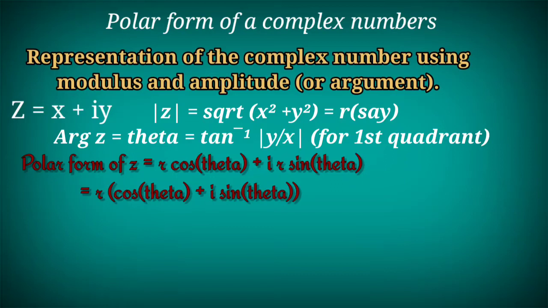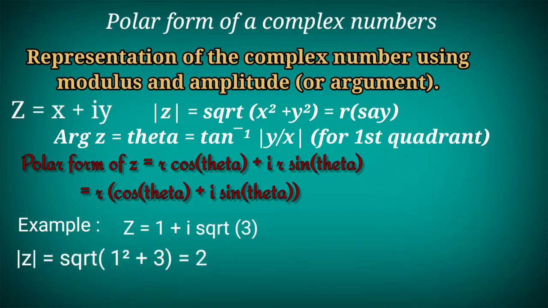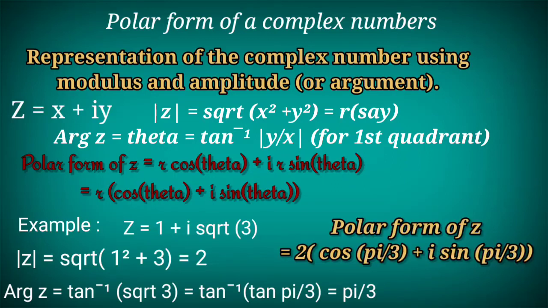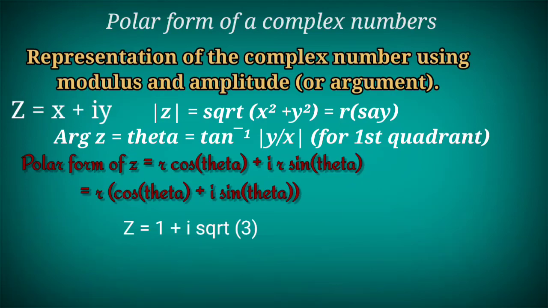For example, if we take one complex number 1 plus root 3 i and I have to find the polar form of this complex number, then we will find the modulus of this complex number first, which is mod z equals root over 1 square plus root 3 square, which is nothing but 2. And then we will find the argument as theta equals pi by 3. So our polar form will be 2 into cos pi by 3 plus i sin pi by 3.